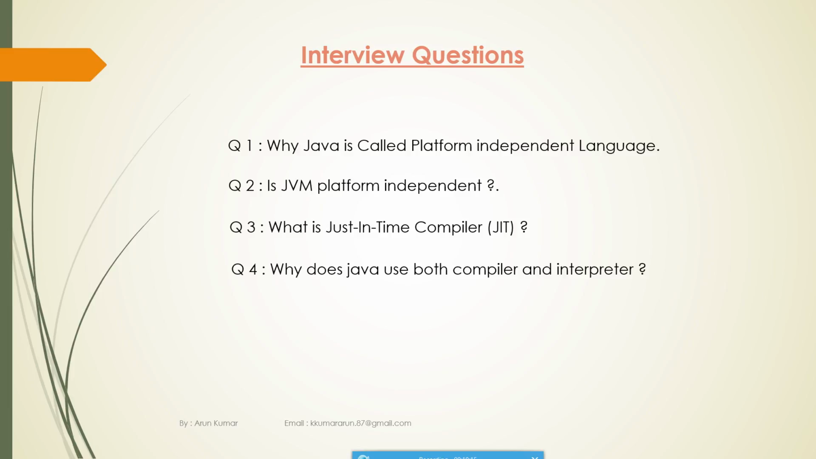And what is a just-in-time compiler? As I told you, it generates a copy of repeated code. And why does Java use both a compiler and an interpreter? As I discussed, the interpreter reads the bytecode line by line and the JIT compiler generates a copy of repeated code.